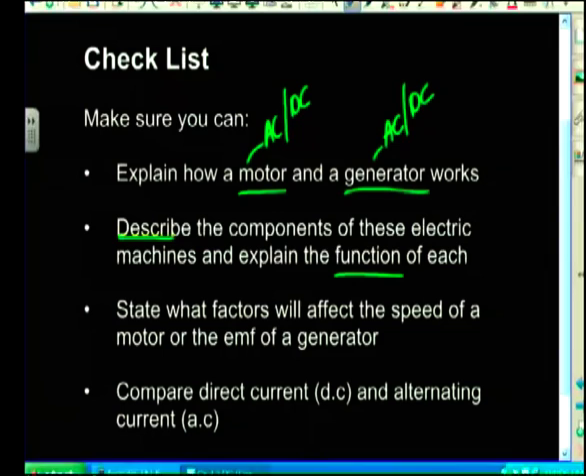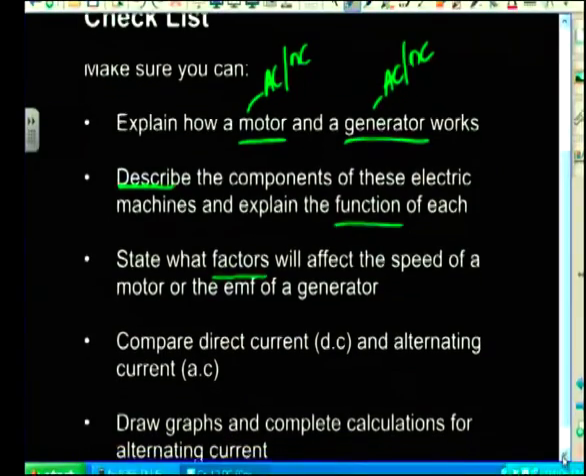Next thing you need to be able to do is state what factors affect the speed of a motor or the EMF of a generator. What are the things that we would change, increase, decrease, put together to make the motor go faster, or to make it go slower, or to make it run more smoothly, or the things that will increase the voltage, the EMF of the generator, not the current, okay?